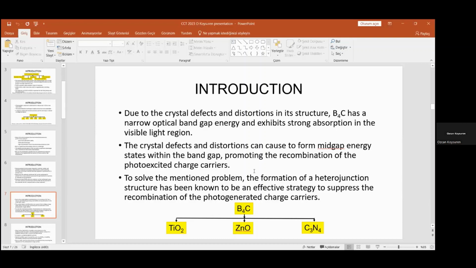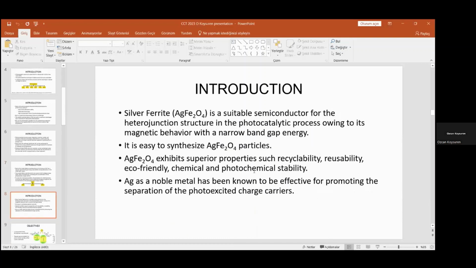To solve the problem of the high recombination of photoexcited charge carriers, we need to couple boron carbide with another semiconductor to produce a heterojunction structure. In the literature, boron carbide was coupled with titanium dioxide, zinc oxide, carbon nitride. In our study, we have selected silver ferrite. It's a suitable semiconductor. It has magnetic properties, which are also important.